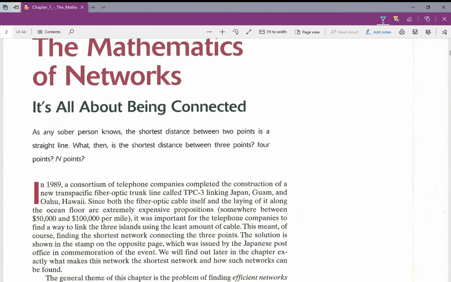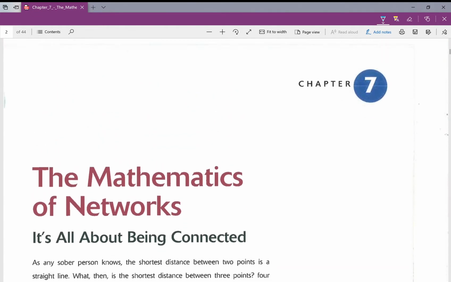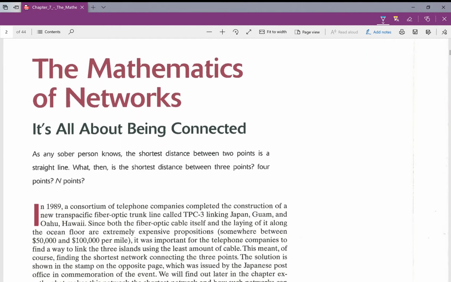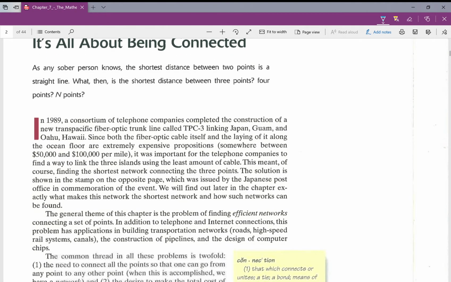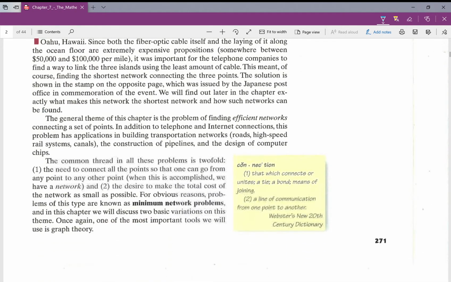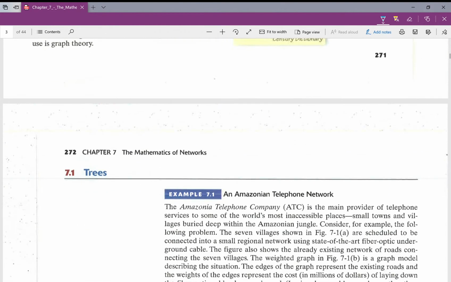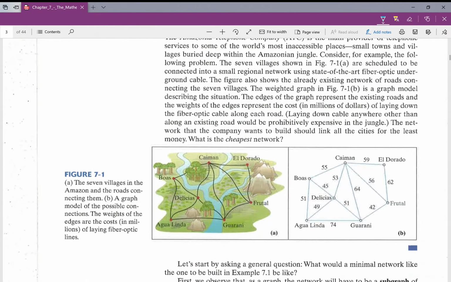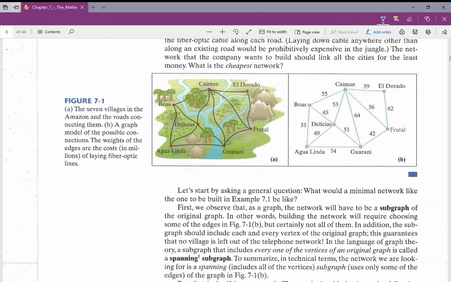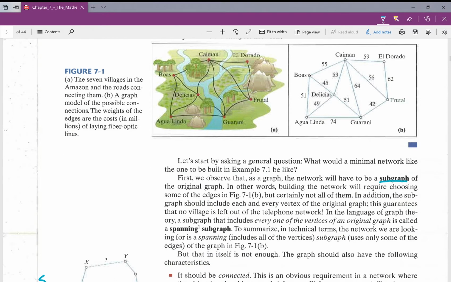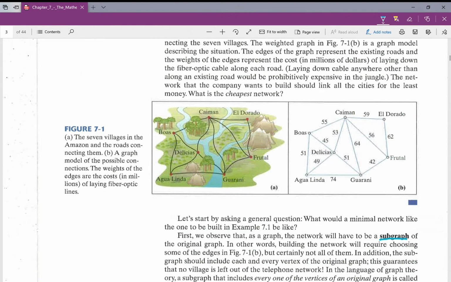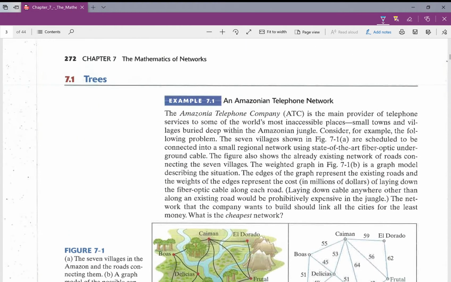Okay, so we're looking at Chapter 7. This is the mathematics of networks, and Chapter 7 is concerned with solving minimum network problems. Some of the vocabulary that we will focus on in this chapter include subgraph and spanning subgraph. So let's take a moment to work on those two vocabulary words.